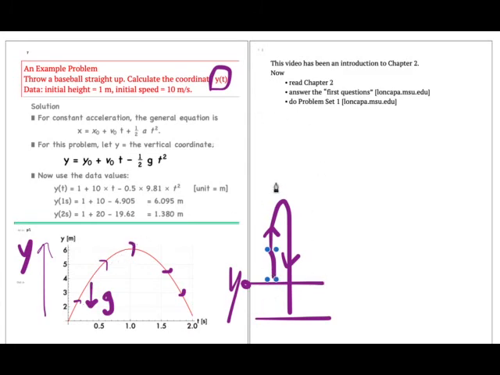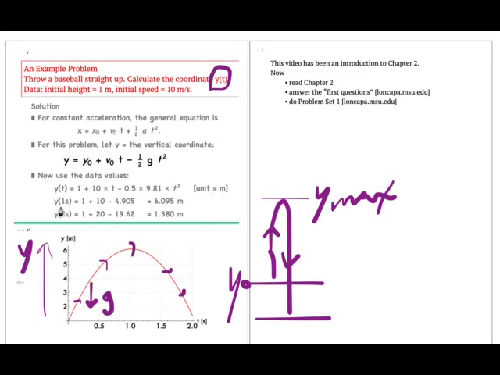So here's the maximum height, y max. You can see from the graph, y max is about 6 meters. All right, so that's the equation. Let's check some numbers. y at an arbitrary time t is 1 + 10t - 0.5 × 9.81 t², where we're using the units of seconds for time and meters for height.